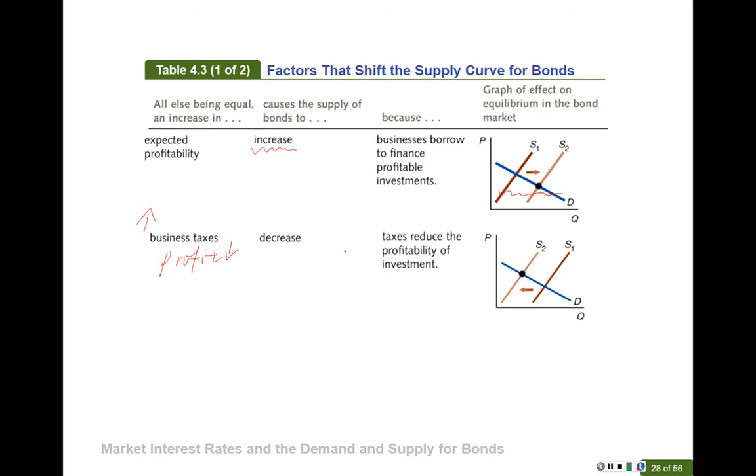As a result, are you going to carry out many projects? Probably not. So in that case, your company does not need to issue bonds to borrow money. So bond supply will reduce, which shifts the bond supply curve to the left. Remember, a decline in the bond supply always shifts the supply curve to the left.